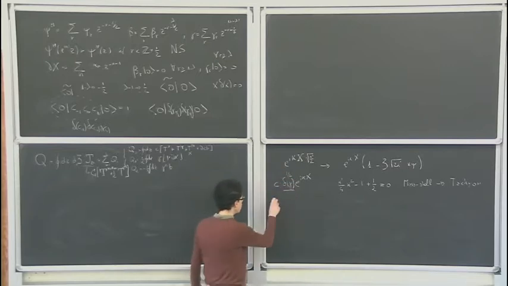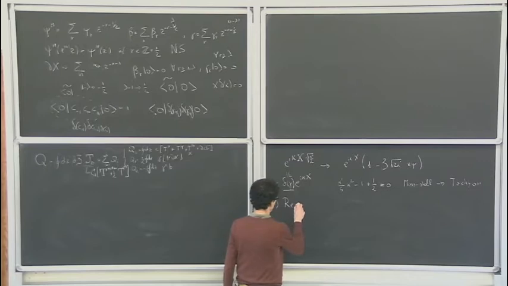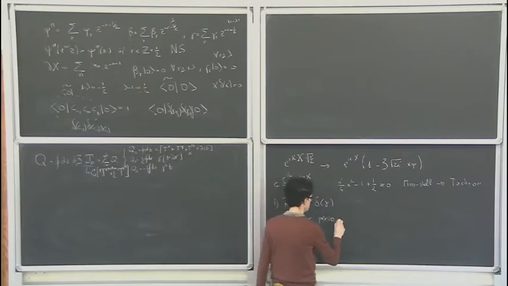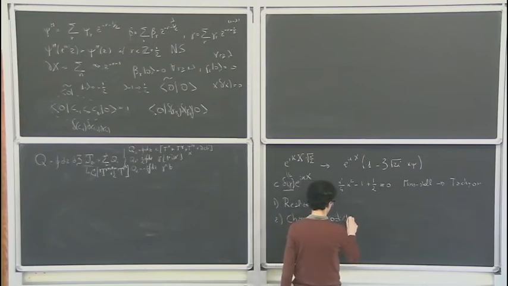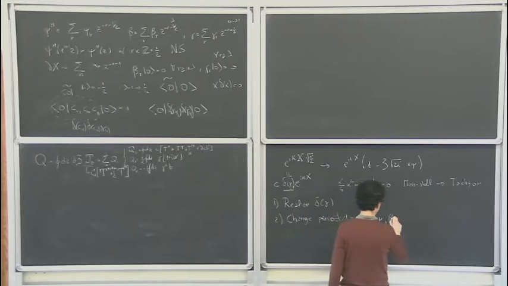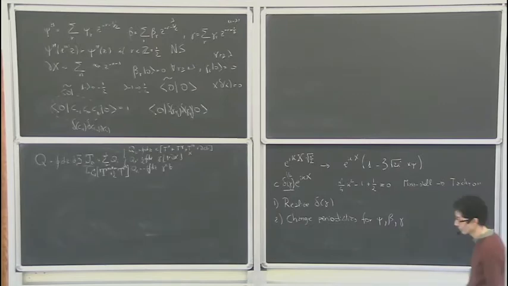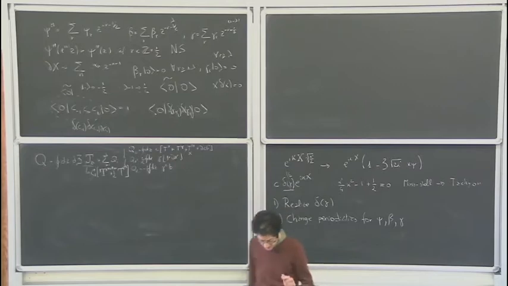So, one, realize delta gamma, and two, change periodicities for psi, beta, and gamma. How can I do that in a nice way? Okay, so these are the technical points.